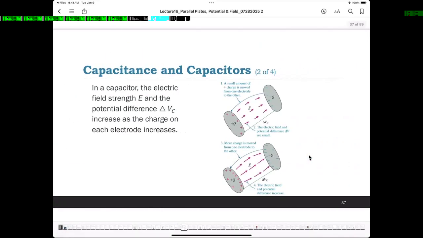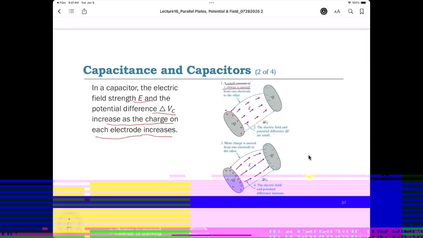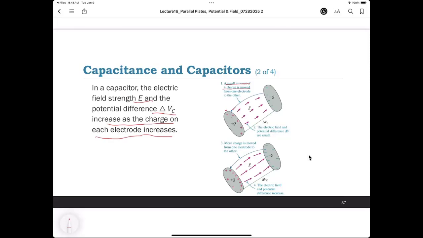Okay, let's continue talking about capacitance and capacitors. In a capacitor, the electric field strength E and the potential difference delta V increase as the charge on each electrode increases. You can see here, a small amount of positive charge is moved from one electrode to the other, and the electric field and the potential difference are very small, because there is only a small amount of positive charge.